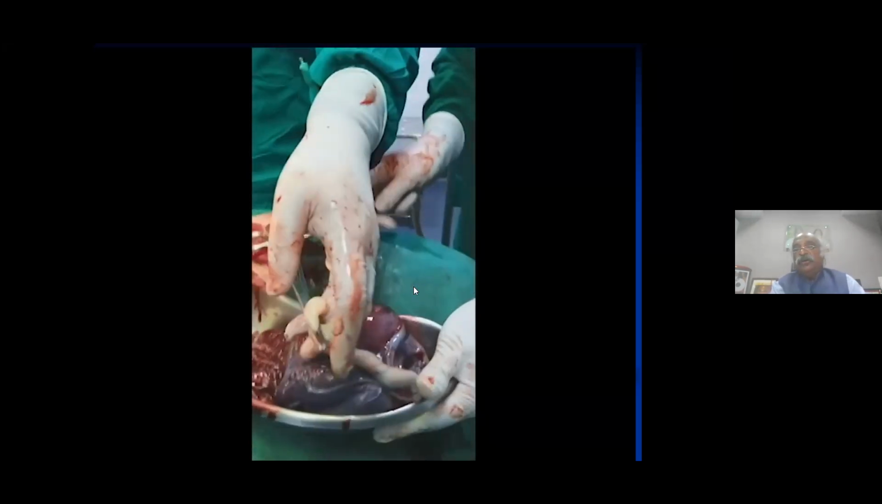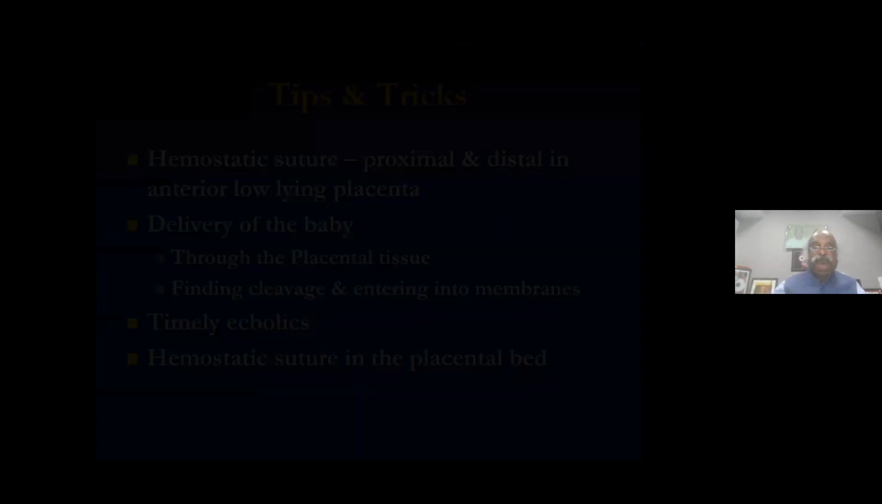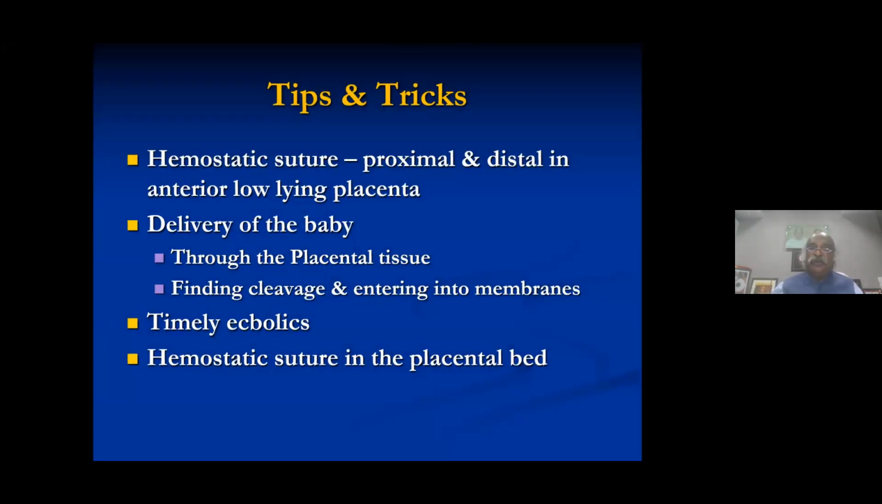An early stage of shock, it must be a class 1 shock, can be easily dealt with by crystalloids and all that. So: hemostatic suture, proximal and distal, in anterior low-lying placenta; deliver the baby through the placental tissue, or find a cleavage and enter into the membranes; timely ecbolics; hemostatic suture in the placental bed. These are the fundamental tips and tricks in surgery.